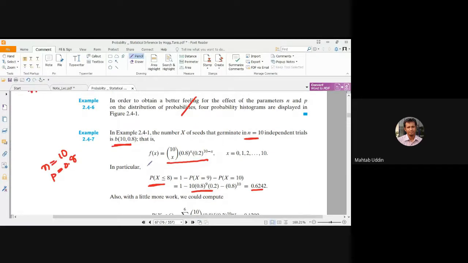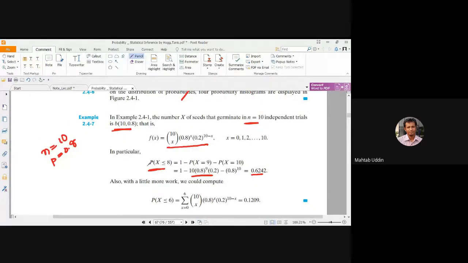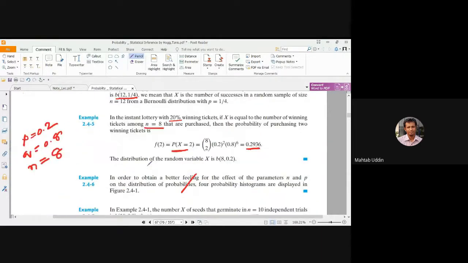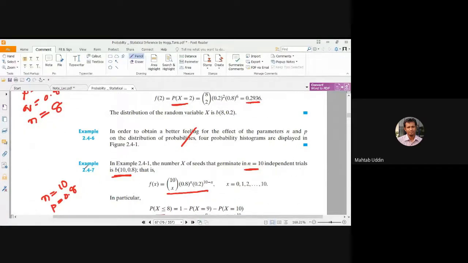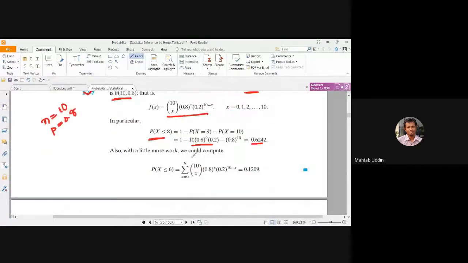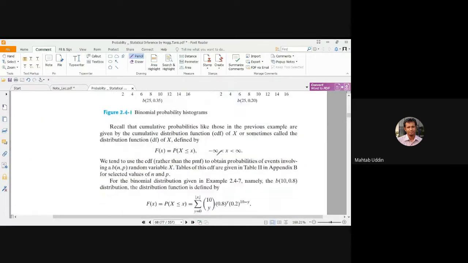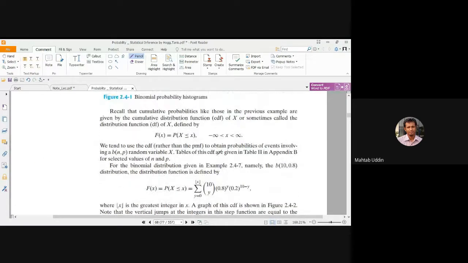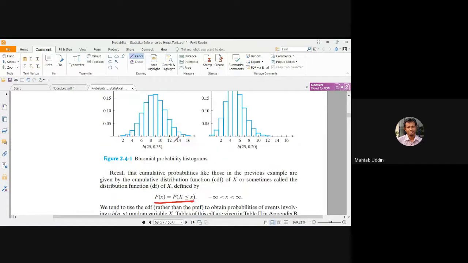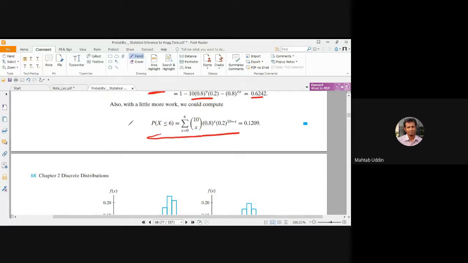Okay. Yes, sir. So you have to practice number 5, number 7. Also try this. Here, up to 6, so you have to subtract 7, 8, 9, 10. This is what the CDF, cumulative distribution function, is. Same thing, you have already done this. Up to 6, so this is cumulative, right?